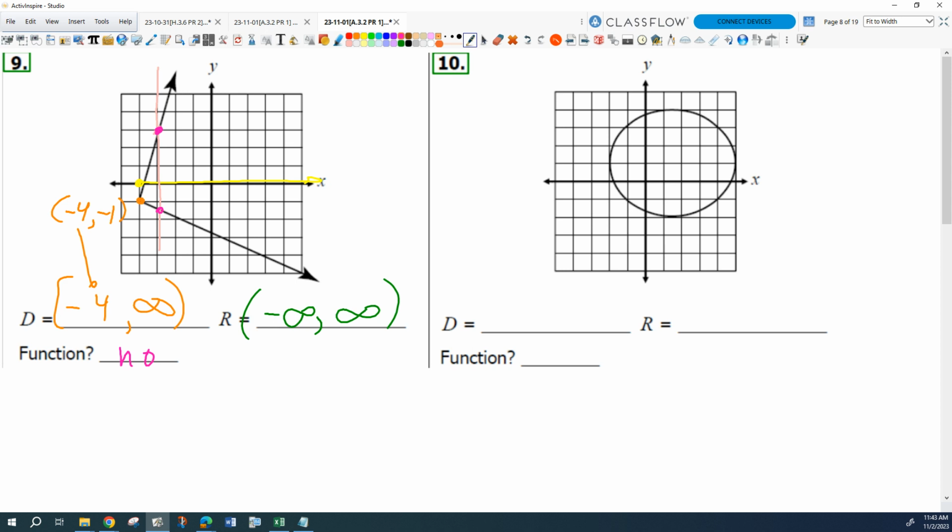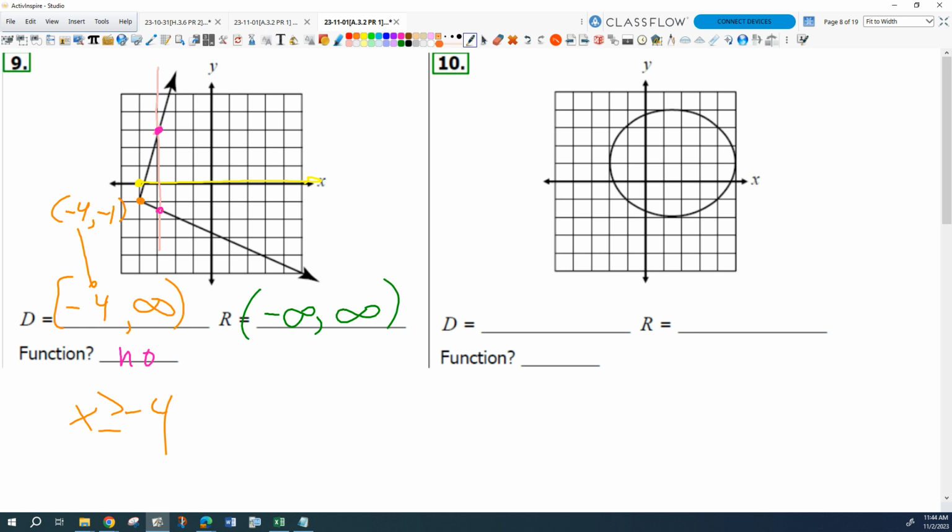Okay. How could I say the orange domain using inequalities instead of interval notation? X is what? Greater than or equal to -4, exactly. How about the range? Well, I can't really say that using interval or inequalities, can I? It's just all reals. Okay, how about over here? What about this guy? Same thing.